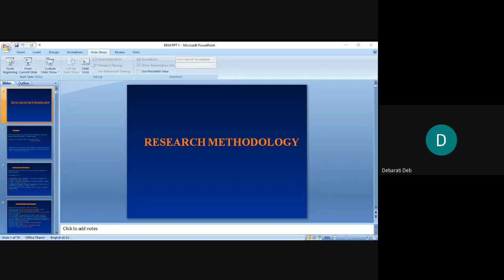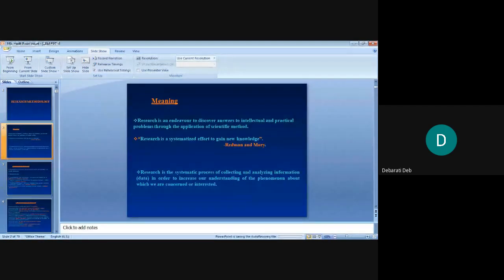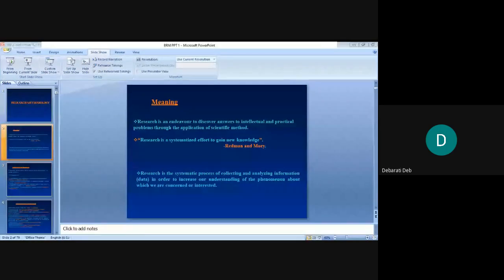Also, Redman and Mory have said that research is a systematized effort to gain new knowledge. New knowledge, this term is very important. You have to gain new knowledge. Whenever you're researching, the objective of that research has to be to gain new branches of knowledge. So is the term research clear to you? Please tell me, is the term research clear to you by now? If you have any doubt in understanding the term research, then please unmute and ask me.